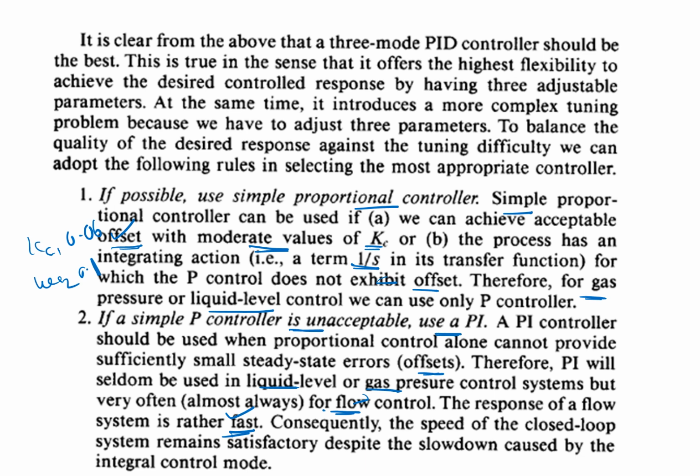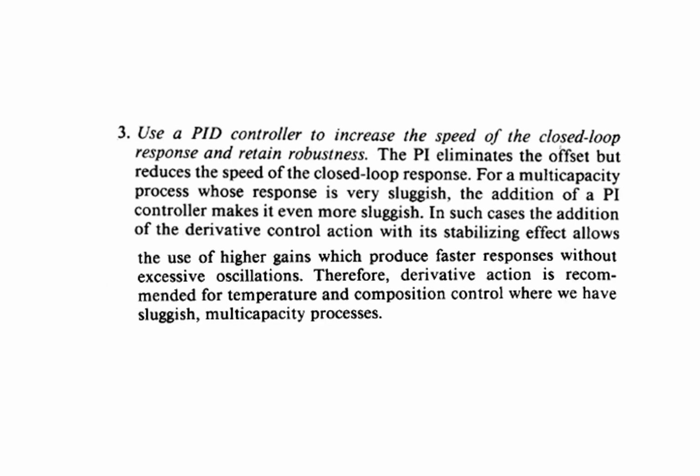So in that case, you have to use a fast controller on a medium process. So liquid level and pressure processes can use proportional, but if you are not okay with the offset, then you have to go for the PI controller, because in that the offset is reduced. Okay, so next comes the PID controller.